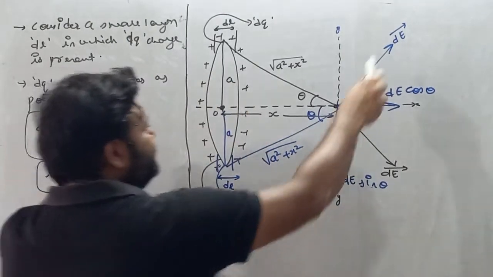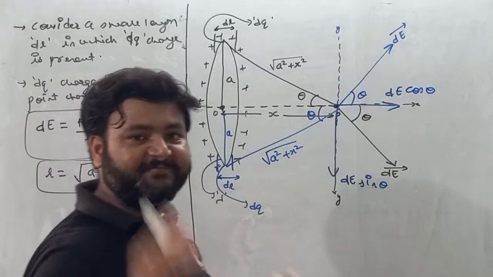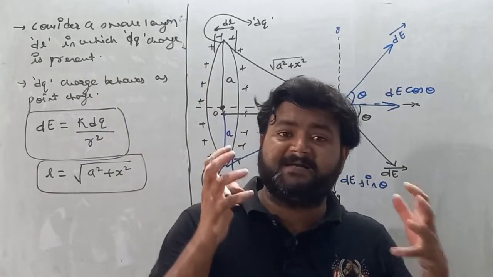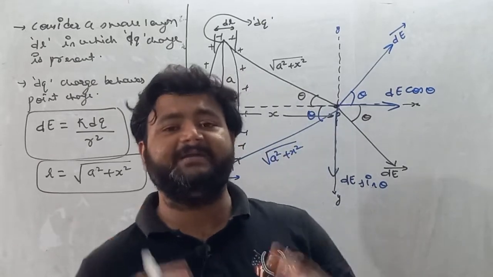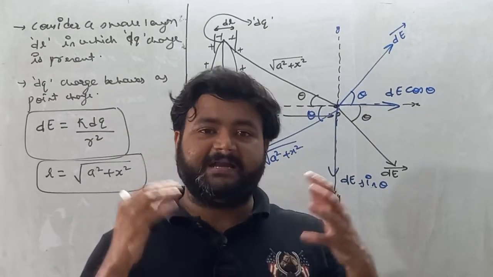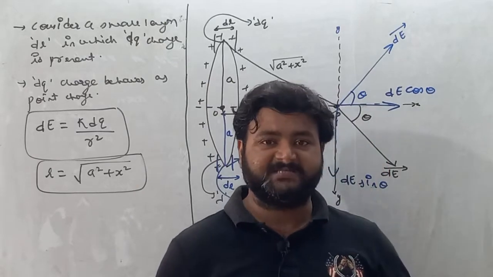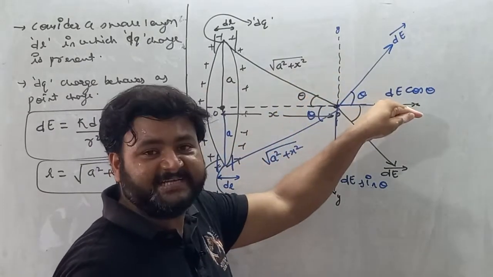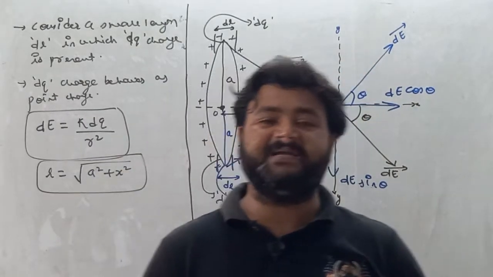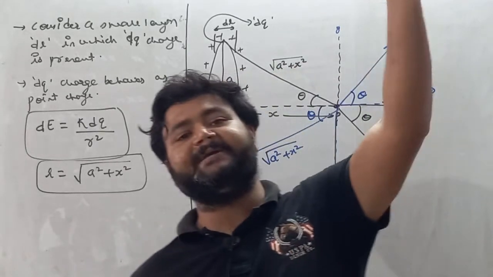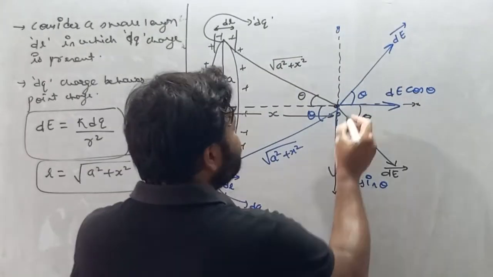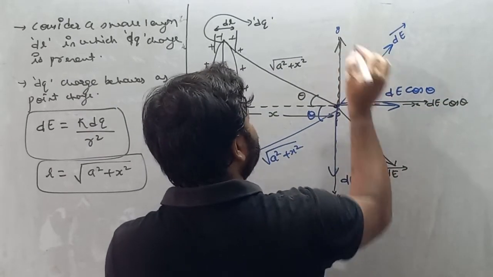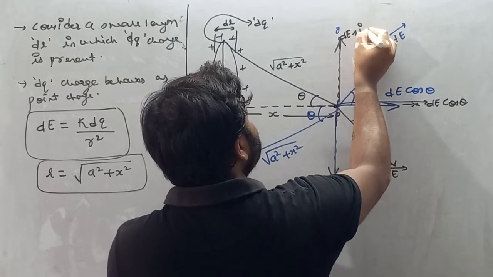So let's start. This dE is making angle theta, and we know that electric field is a vector quantity. If any vector quantity makes some angle, then we have to split its components, and any vector carries two components, one cos and the other sine. This angle theta is with the x-axis, so the cos component of electric field is along the x-axis, and perpendicular to that is the sine component. So along this direction we get dE cos theta, and perpendicular to it we get dE sin theta.